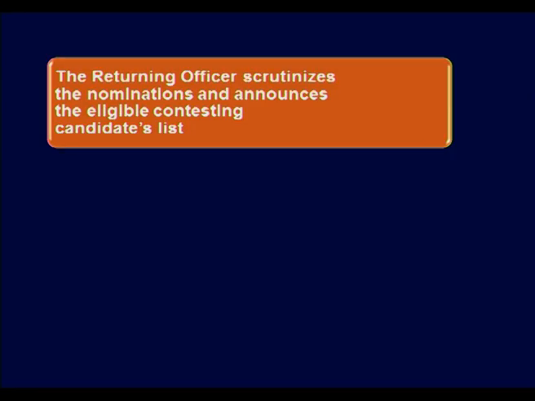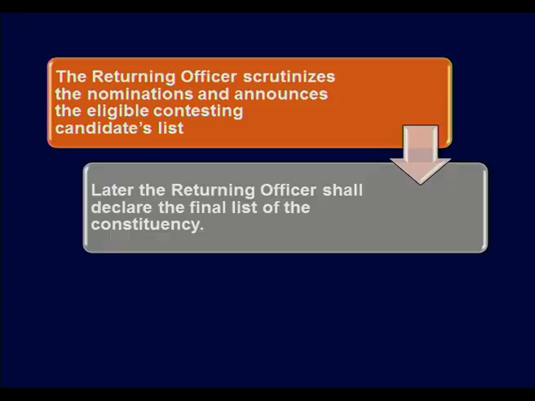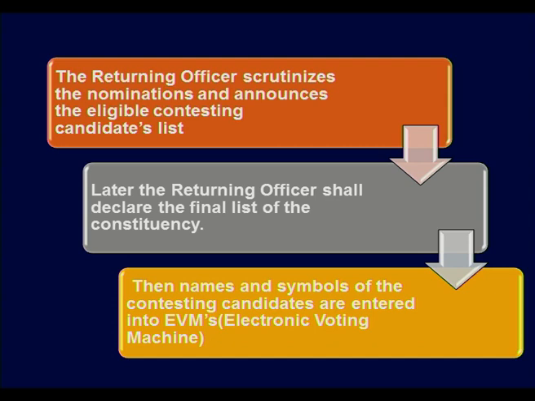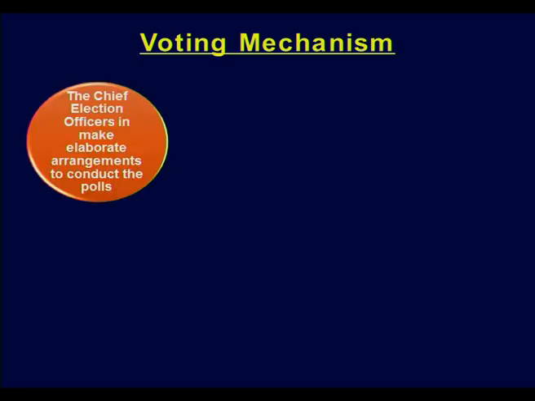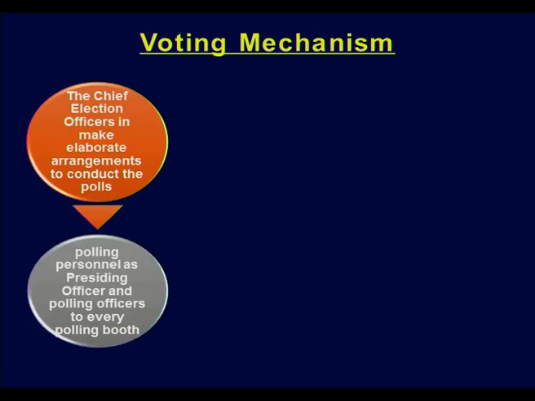The final list will be announced. Later, the returning officer shall declare the final list of that constituency. Then all the names of the candidates and the symbols of the contesting candidates are entered into the EVM, electronic voting machine. Voting mechanism.